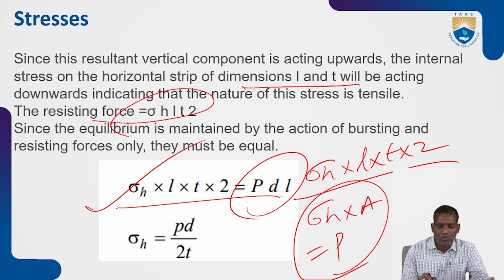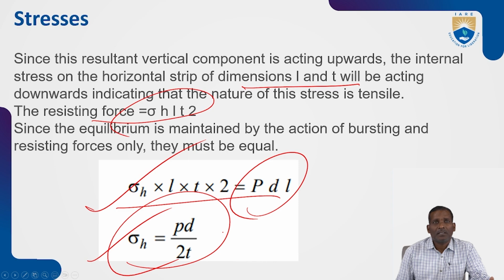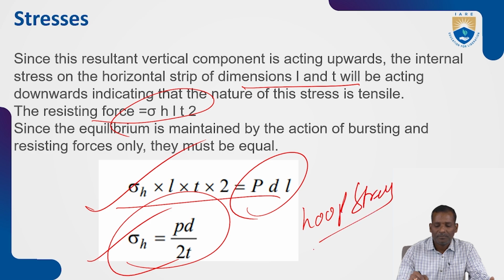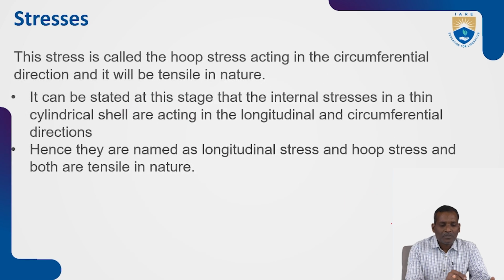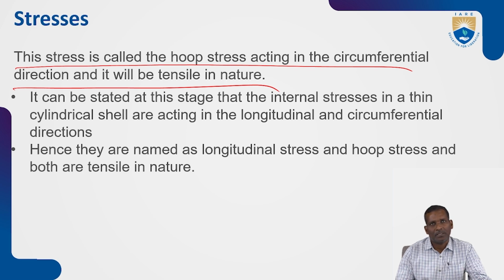Now equate these two forces, and finally you get the stress sigma h equal to Pd by 2t. This stress is called hoop stress, acting in the circumferential direction, and it will be tensile in nature. Previously we already calculated the longitudinal stress sigma L, and now we have derived the hoop stress.